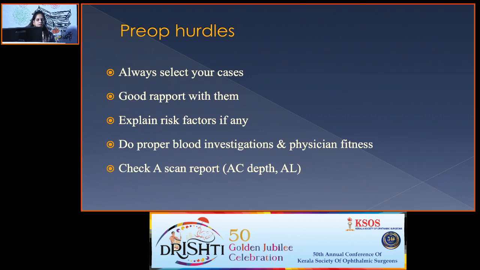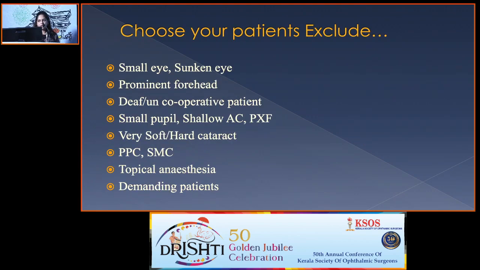The preoperative hurdles, the most important one is the patient selection. You should always have a good rapport with your patient. Explain if they have any risk factors. Do proper blood investigations and get a physician fitness. Always check the A scan report prior to surgery because you can have an assessment of the anterior chamber depth, axial length, IOL power, etc. and you can anticipate any issues. When you select patients, in the initial cases, it is better to exclude small sunken eyes, small pupil, shallow AC, extremely soft and hard cataract, those deaf and uncooperative patients, PPC, mature cataract, and highly demanding patients.